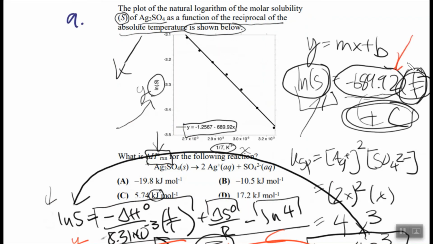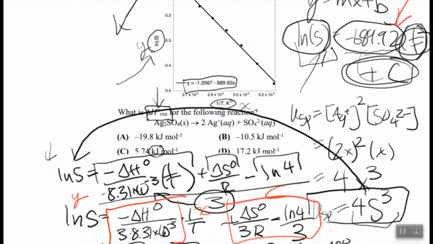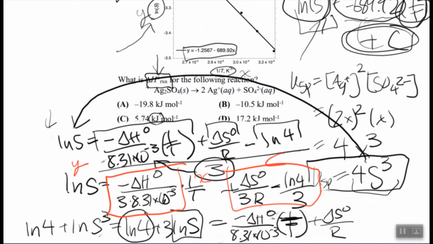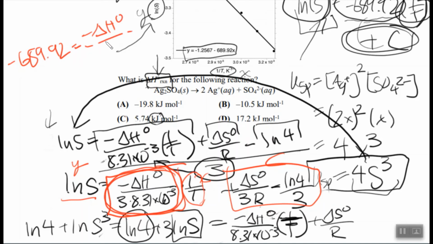And if we know the slope of the graph, we can calculate the delta H. And it looks like the slope of the graph of ln of s versus 1 over t is this guy over here. So we know that the slope is negative 689.92, and that's equal to the slope of this equation, which is negative delta H naught over 3 times 8.31 times 10 to the negative 3.